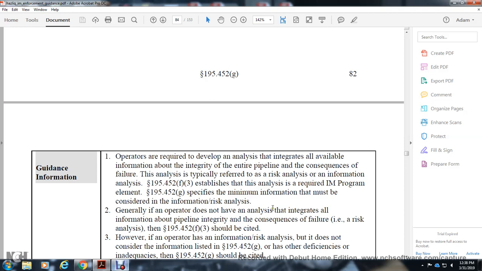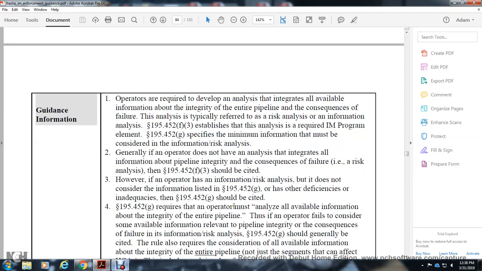2. General: If the operator does not have the analysis integrated with all the information on pipeline integrity and the consequence of failure in the risk analysis, 195.452(f)(3) should be cited. 3. If the operator with the information risk analysis does not consider the information listed in 195.452(g), or has another deficiency in adequacy, 195.452(g) should be cited.